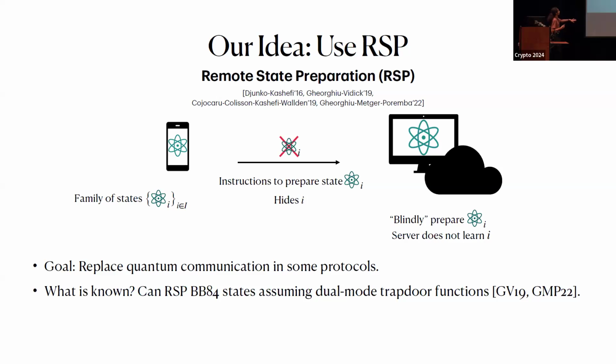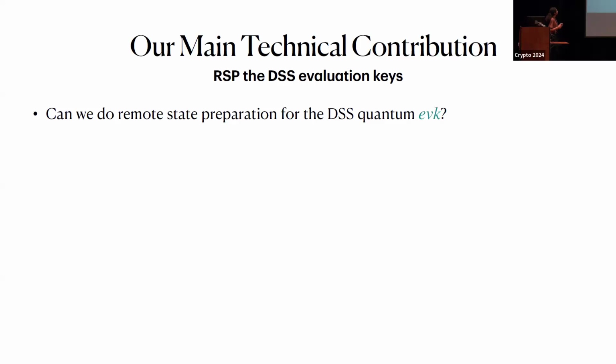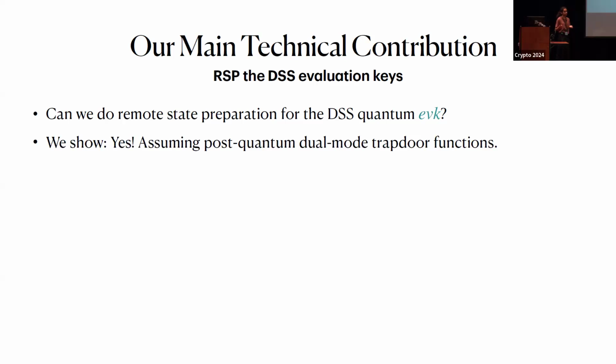This is not exactly how these results are stated, but they basically give you remote state preparation, or RSP, for this certain family of states called BB84 states, assuming dual mode trapdoor functions. All right, but we needed to RSP these evaluation keys from the DSS scheme. And our main technical contribution is to show that yes, indeed, assuming post-quantum dual mode trapdoor functions, we get an RSP protocol for these evaluation keys.